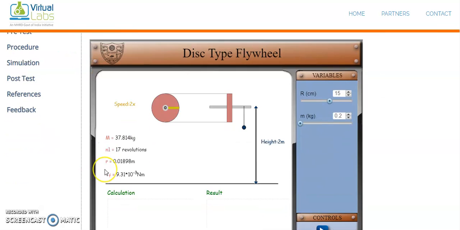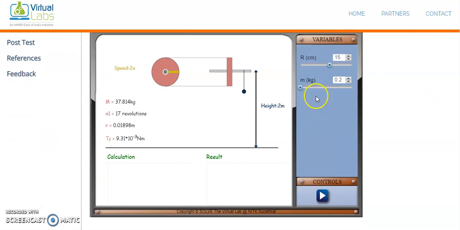See here, this is the actual experiment. This is the simulator box. Here the speed is 2 times and they have given the mass, that is capital M of the disk, which is 37.8 kg, and n1, the number of revolutions it will take, and the radius in meters, as well as the torque value.